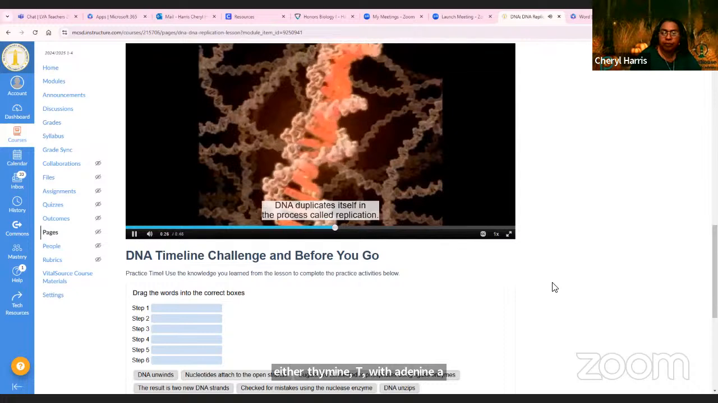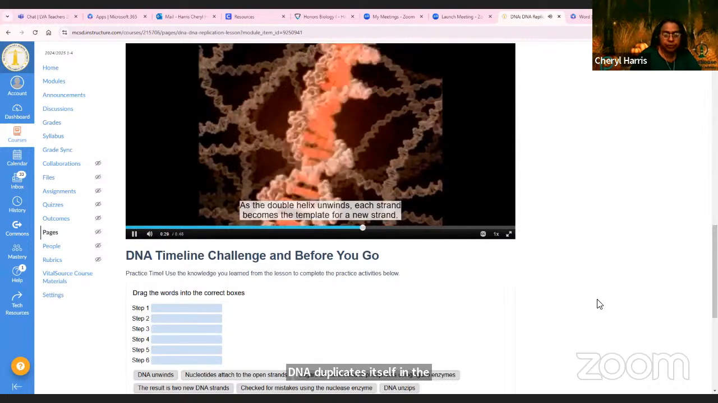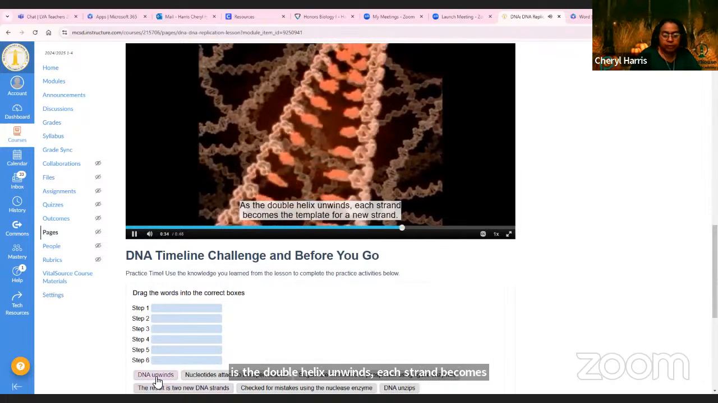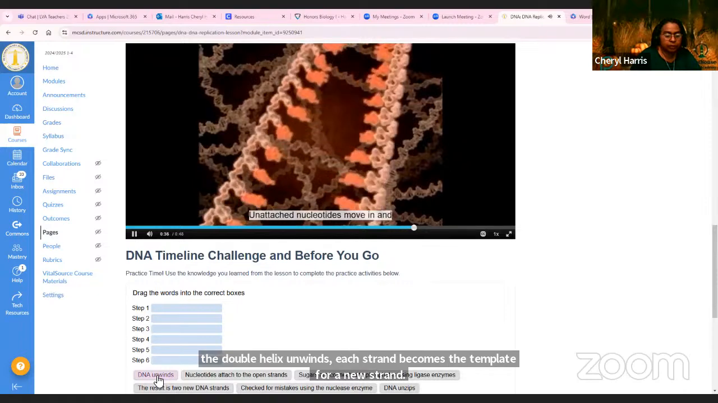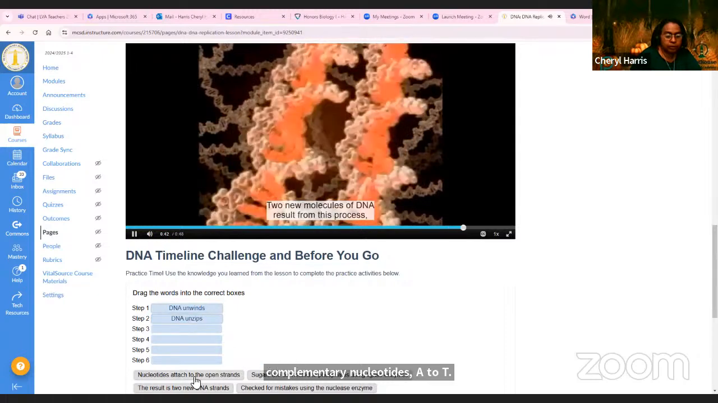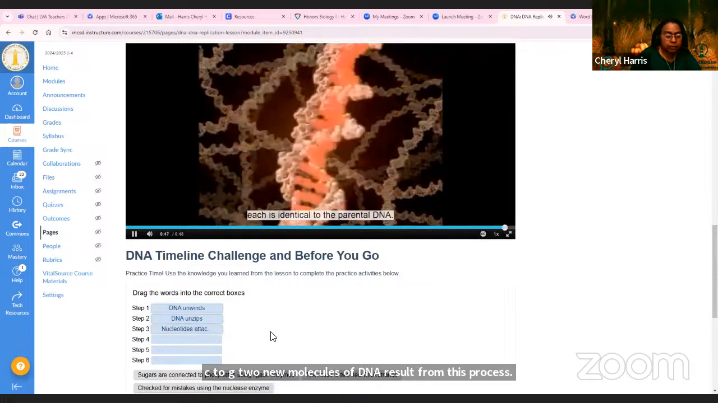DNA duplicates itself in the process called replication. As the double helix unwinds, each strand becomes the template for a new strand. Unattached nucleotides move in and link up to their complementary nucleotides, A to T and C to G. Two new molecules of DNA result from this process. Each is identical to the parental DNA.